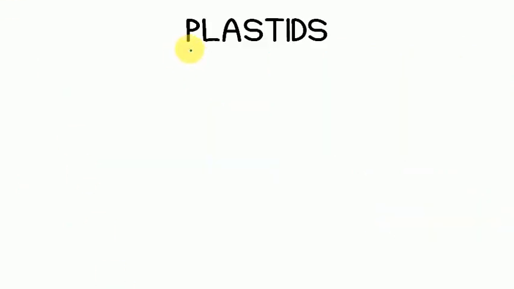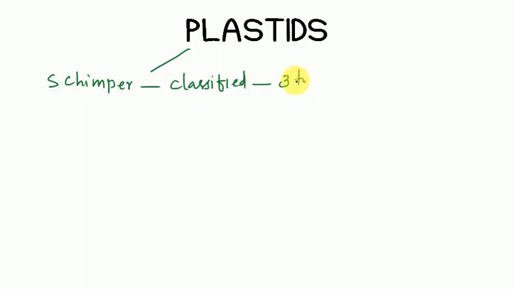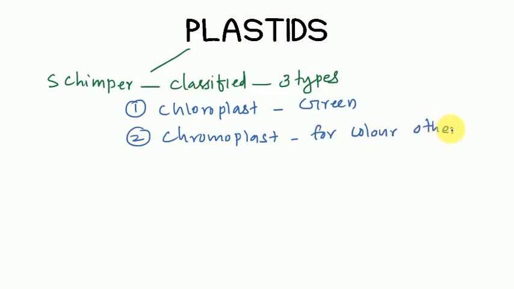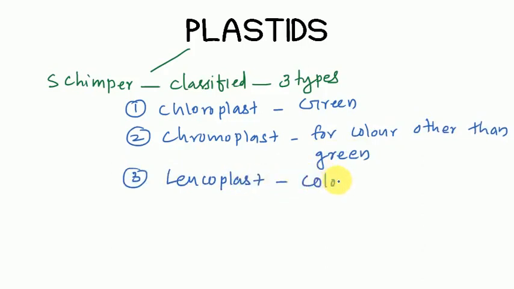Then Schimper classified plastids into three types. The first one is chloroplast for green colored plastids, chromoplast for colors other than green, and leucoplast for colorless plastids.